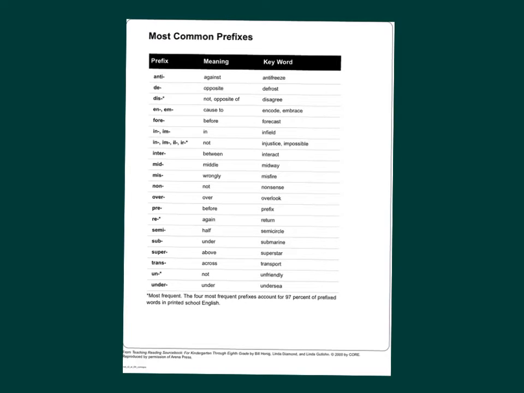All right, word wizards, these are the most common prefixes, and I found it interesting that the 4 most common prefixes account for 97% of prefixed words. So if you know the prefix dis, in, im, ill, or re, and un, you're going to be pretty successful at figuring out the meaning of most words. But take a minute. Go ahead and study this chart. You can see the prefix, what it means, and maybe some key words to help you remember it.